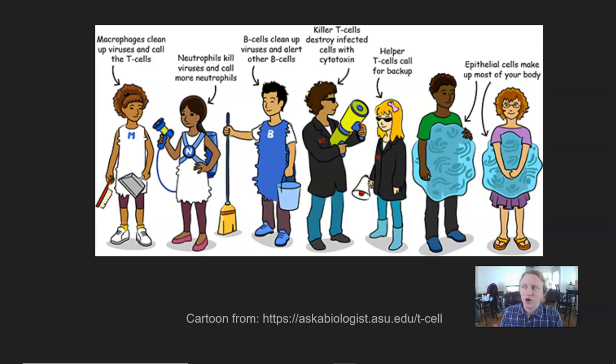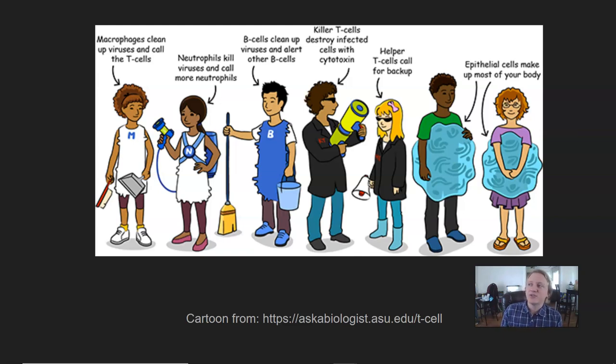Neutrophils kill viruses and call more neutrophils. B cells clean up viruses and alert other B cells. Remember, they help to clean up those viruses utilizing antibodies. And they're going to be calling more cells in using a chemical called cytokines. We didn't talk about that, I don't think, but neither here nor there.